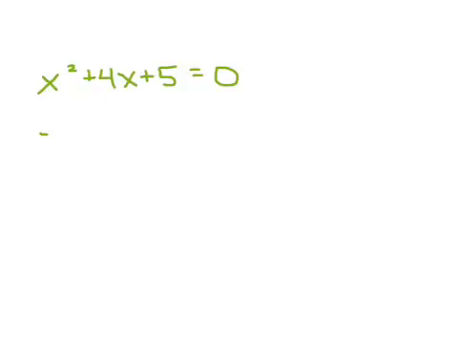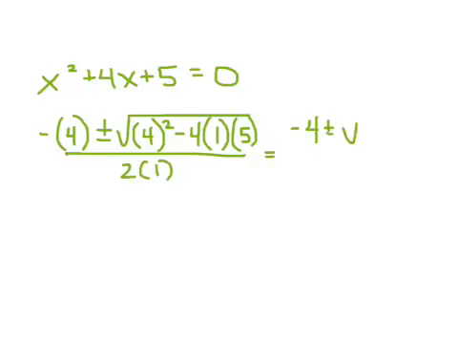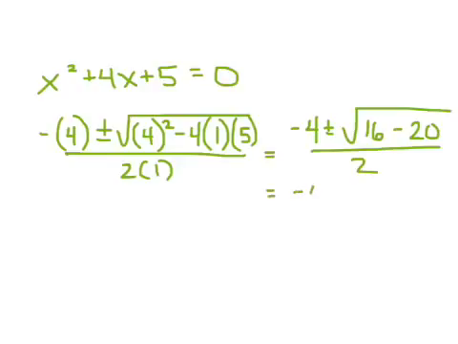So since it was equal to 0, 4 is going in the b's position. Minus 4 times the a times the c. All over 2 times the a. Negative 4 on the outside. And then 4 squared is 16. Minus 20 over 2. Negative 4 plus or minus the square root of negative 4 over 2.